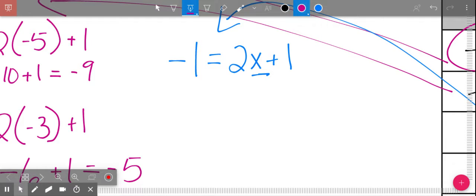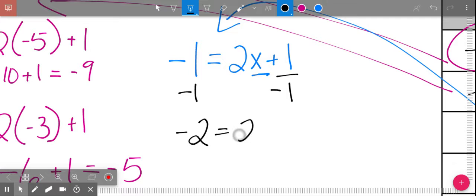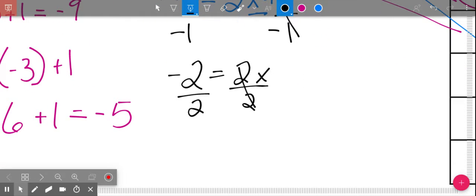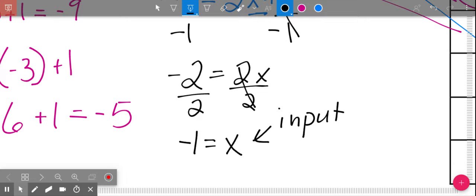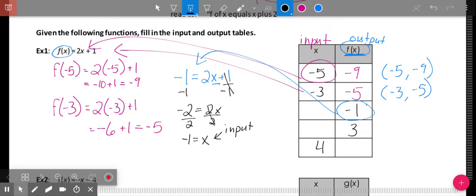Well, the first thing that we have to get rid of is this 1 right here. So we're going to subtract 1 from both sides. -1 minus 1 will give me -2 equals 2x. Those just canceled each other out. Now we're going to divide out the 2. The 2's cancel. -2 divided by 2 gives me -1 is equal to x. This is my input. Okay, so I went backwards. I had to find the x that went with that. So now I know that my input is also going to be -1.